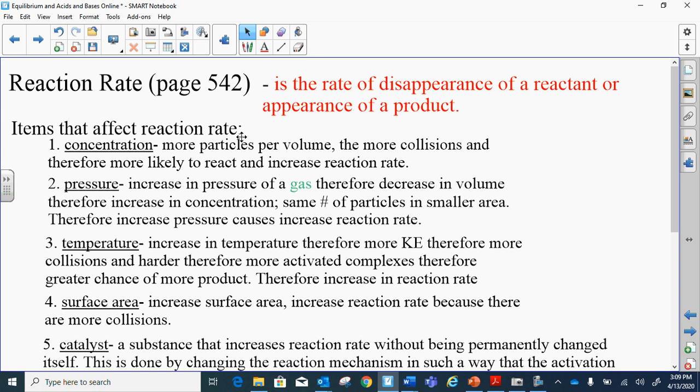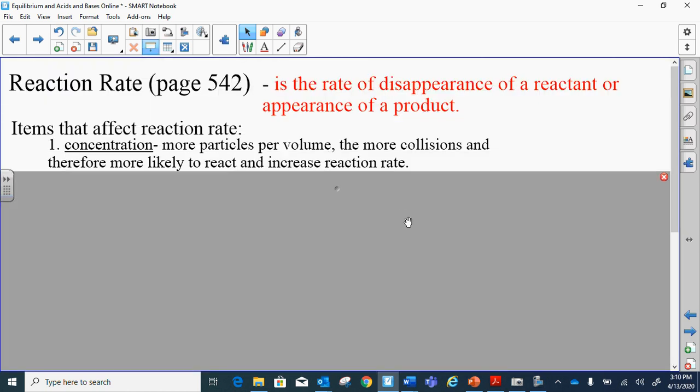If we wanted to affect the reaction rate, we could look at concentration. So one way is if we have more particles per volume, there's going to be more collisions. And if there's more collisions, then chances are higher we're going to get new substances formed. They're going to more likely react and therefore increase the reaction rate.